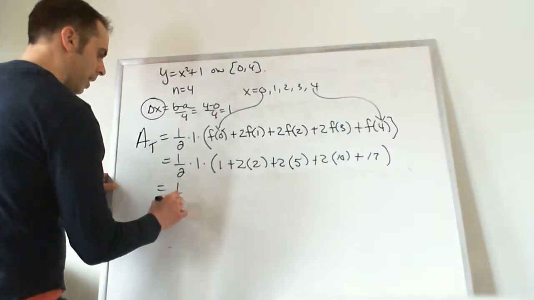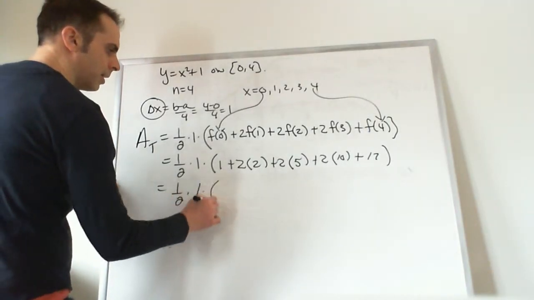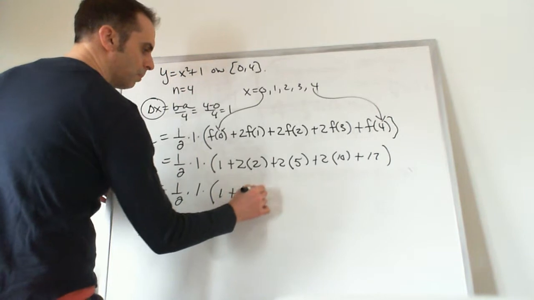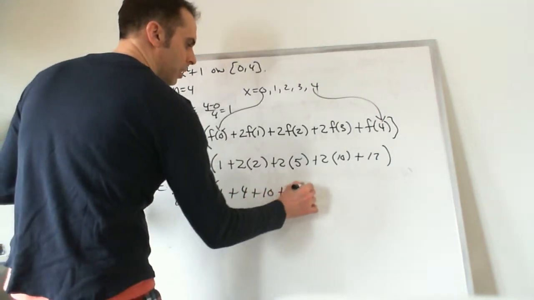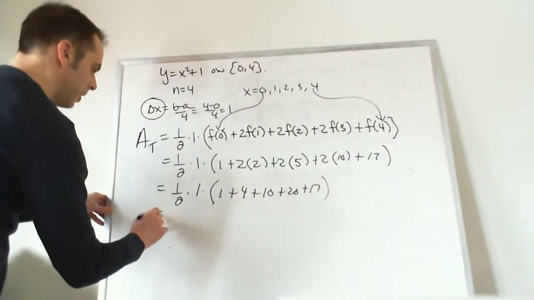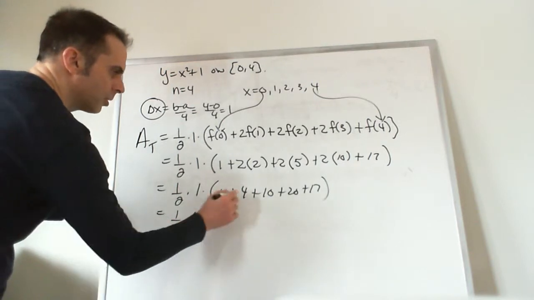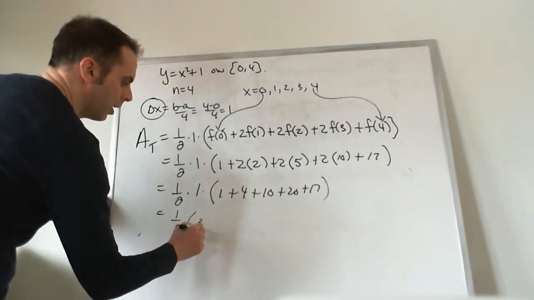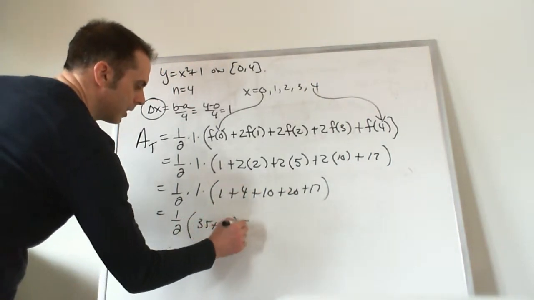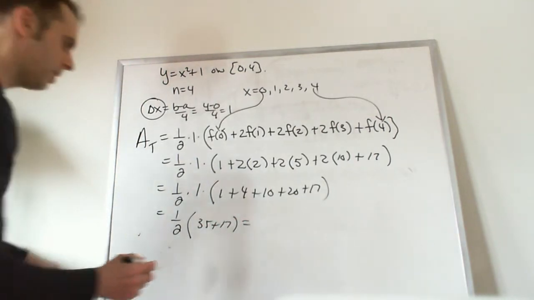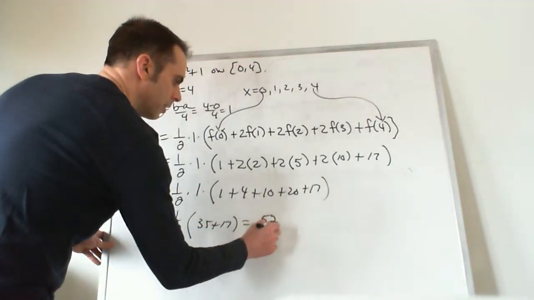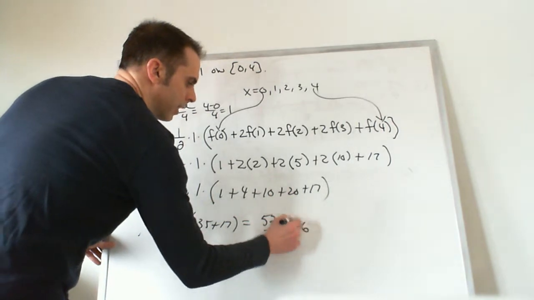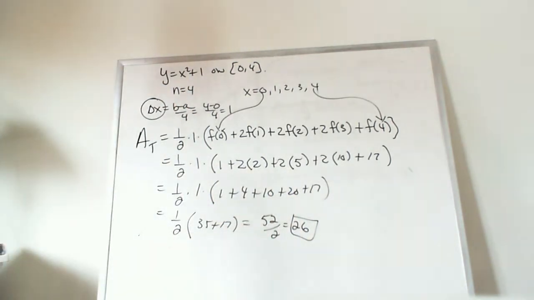And now I'd have 1/2 times 1 times 1 plus 4 plus 10 plus 20 plus 17. And I'd get here 1/2 times, that's 30, 35 plus 17. Looks like to be 52. Divided by 2 is 26. So how does it compare to the actual answer?